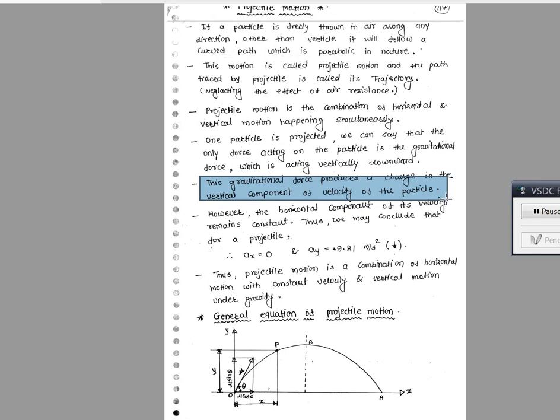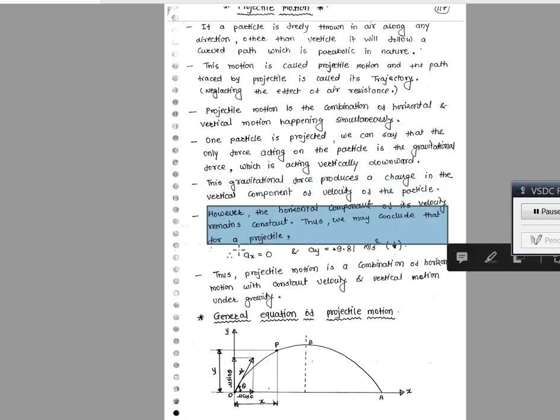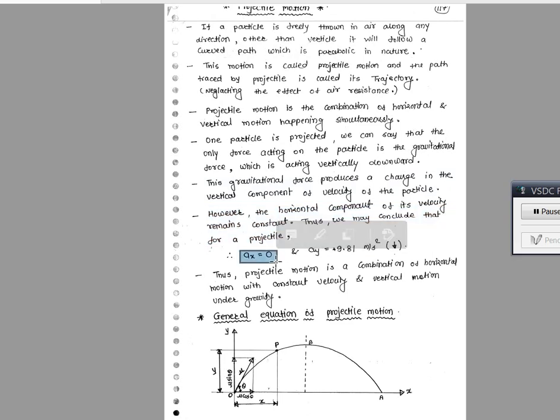So all of you getting this? In projectile motion, the particle is gaining height and simultaneously it covers horizontal distance. This vertical component of velocity is influenced by the gravitational force. However, the horizontal component of the velocity remains constant. Thus, we may conclude that for a projectile, the acceleration along the horizontal direction is zero because the velocity is constant.